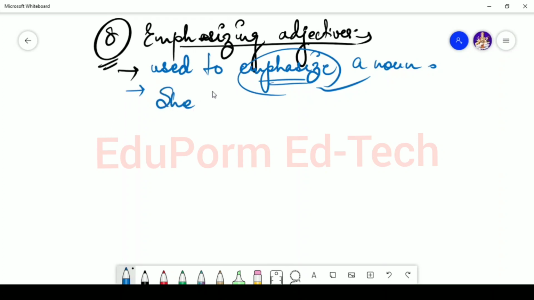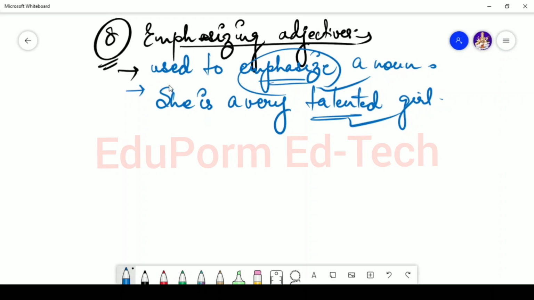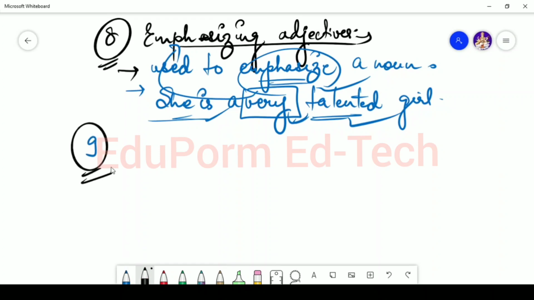Let's say for example, I am saying that she is a talented girl, but if I am saying that she is a very talented girl, that means I am emphasizing upon the adjective already used there. I am defining that the girl is talented, but then in this sentence I am saying that she is a very talented girl. That means I am using this word to emphasize the adjective already used here, that is talented. So very becomes an emphasizing adjective. Those adjectives are considered to be emphasizing adjectives.